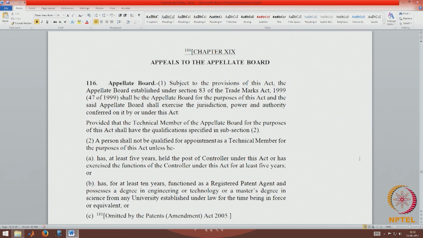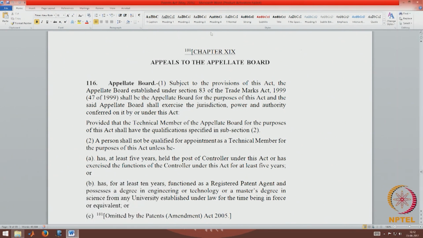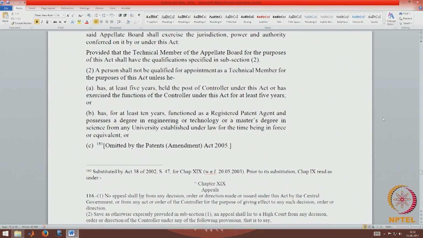So, sub-section 2 tells us that a person shall not be qualified for appointment as technical member for the purposes of this act, unless he has at least 5 years experience in the post of the controller, or at least 10 years functioned as a registered patent agent possessing a degree in technology, master's degree in science. Now, this is the requirement for a technical member.